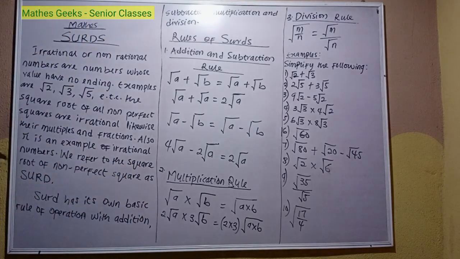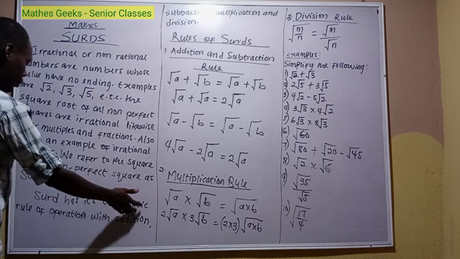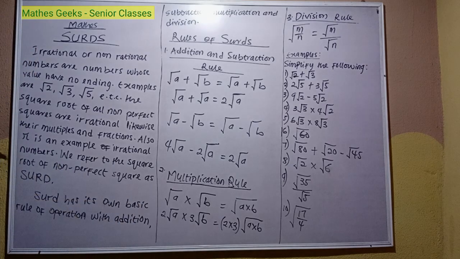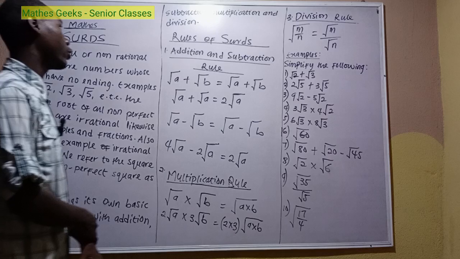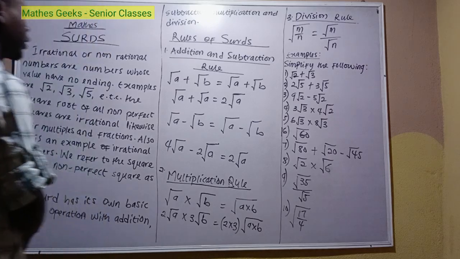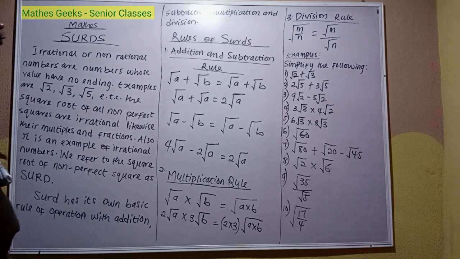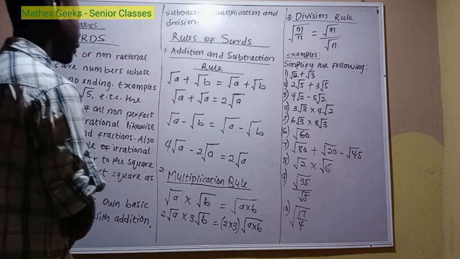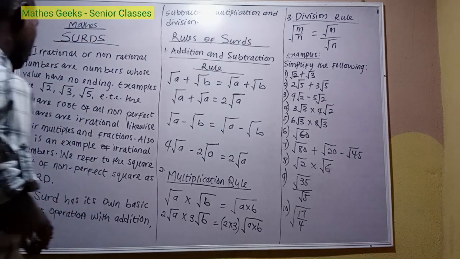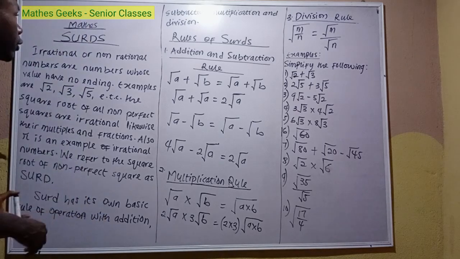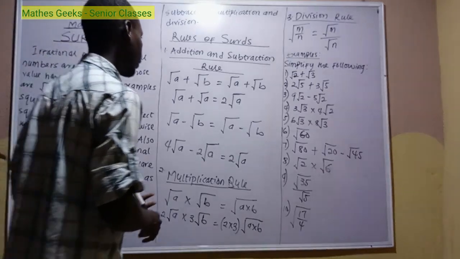When we're looking at surds, we need to understand that surds are governed by certain rules. Like the statement here says, a surd has its own basic rules of operation with addition, subtraction, multiplication, and division. So when we're looking at surds, we must understand that at the root of it, there are rules that govern how we carry out operations on surds.